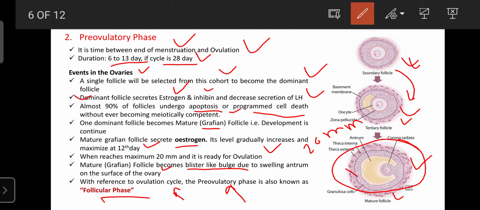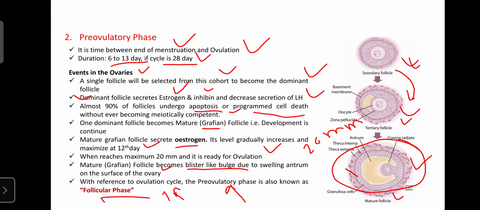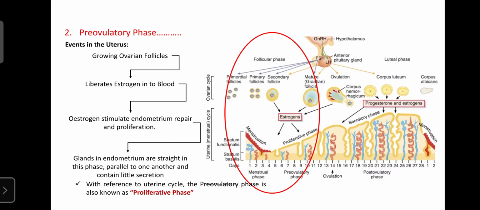So in the ovaries, it can concentrate on the development of the follicles, so that they are ready for the release of the ovum. That's why this phase, the pre-ovulatory phase, is also known as the follicular phase when it is concerned with the ovarian cycle. Next, we can discuss the pre-ovulatory phase.